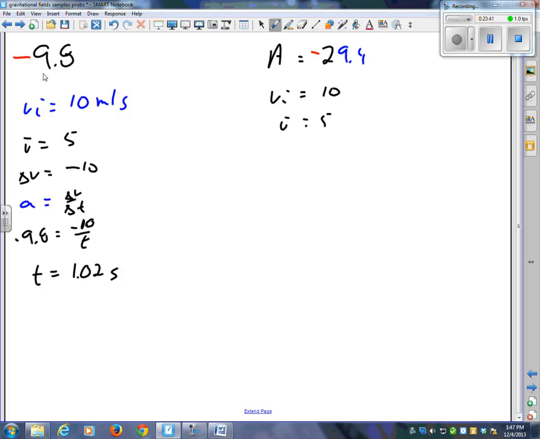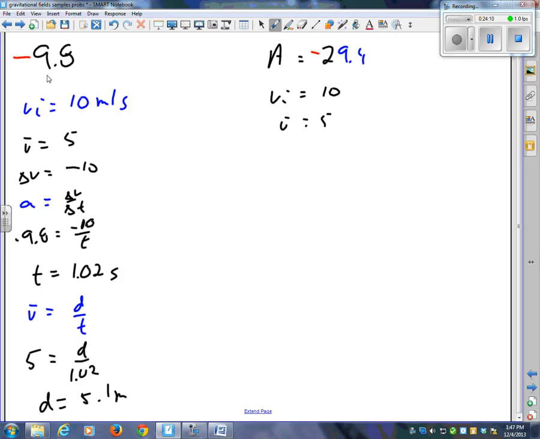V bar is equal to d over t. The average velocity is actually, is the average velocity minus 5 or is it 5? It would be 5 because it's up, right? So 5 is equal to d, which is what I'm trying to find. My time is 1.02. So the ball actually travels a little over about 5.1 meters high on Earth.